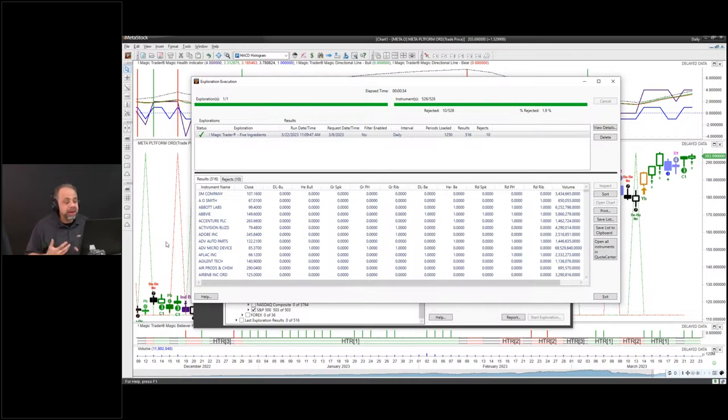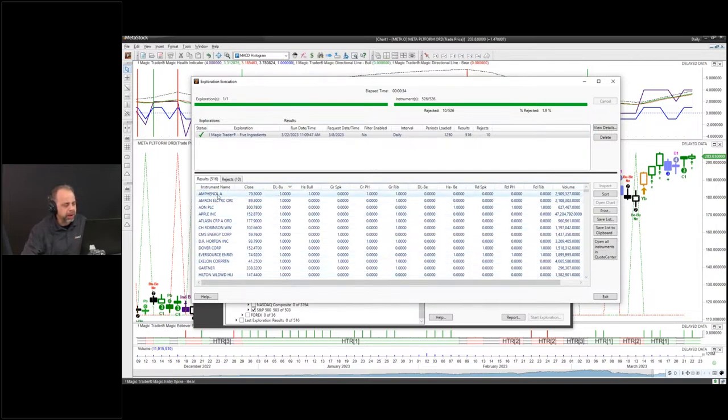So in any case, that scan ran through. If I wanted to get an idea of how things were looking for a specific instrument, this lists the state of the 5 ingredients. That's the scan that I ran, and this is the way the reports will appear. Right here, we've got the close price. If I look over here at the columns, I've actually got a cheat sheet. The DL blue is the Magic Direction Lines. So if I sort by that, I can see everything that has a Magic Direction Line.